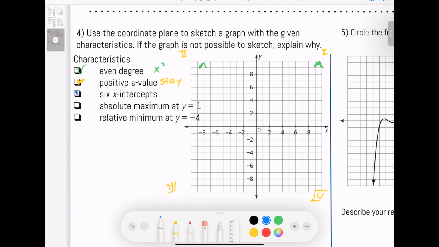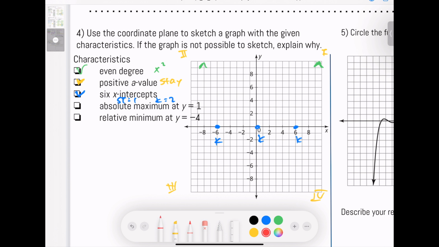Six x-intercepts. Now here you can choose either the shoot-throughs or the kisses. Remember, shoot-throughs are worth 1 and kisses or bounces are worth 2, so you can just choose. I'm going to count these as kisses. I'm going to write a K. That's going to remind me that they're going to bounce at those locations. I don't know if it's possible. Let's see.